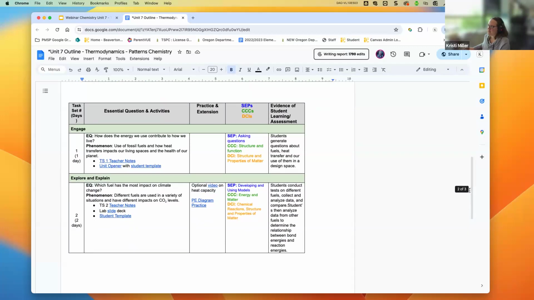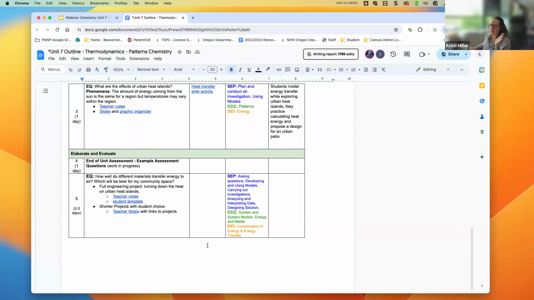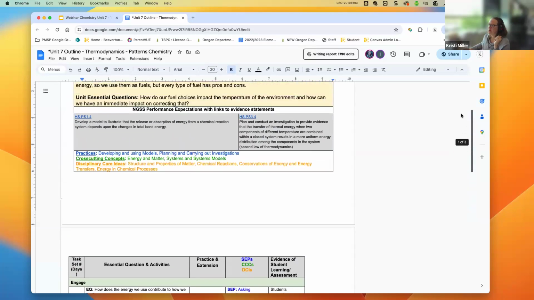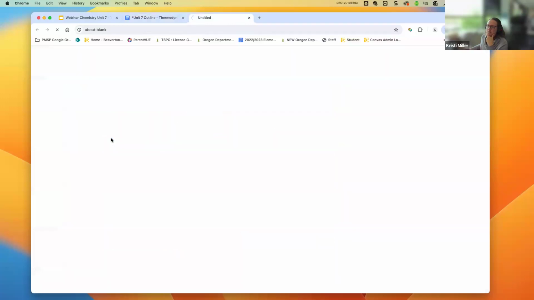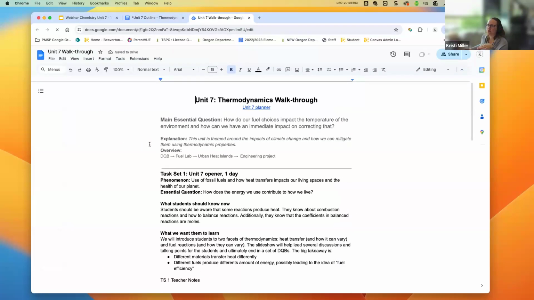Then we go through our different task sets, and these are meant to happen chronologically. We start with task set 1, which is almost always the opener for the unit, gets us thinking about some of the concepts, and then we progress through the task sets. Then we usually have an assessment or engineering at the end of the unit plan. So that's the overview of what it looks like. And I want to click here. These two are probably the most often used in our resources. The unit walkthrough is great because it does a snapshot overall.